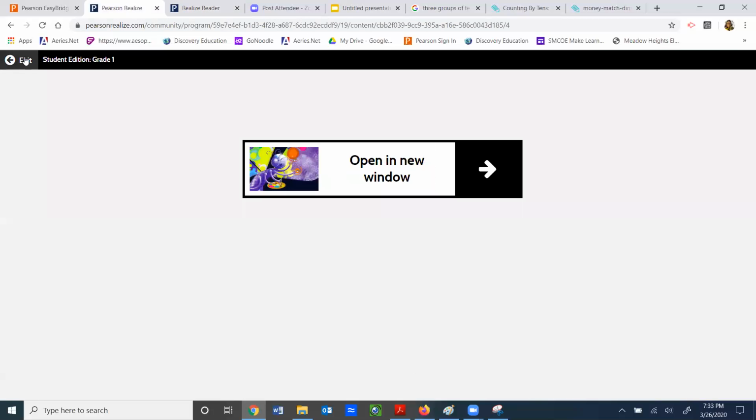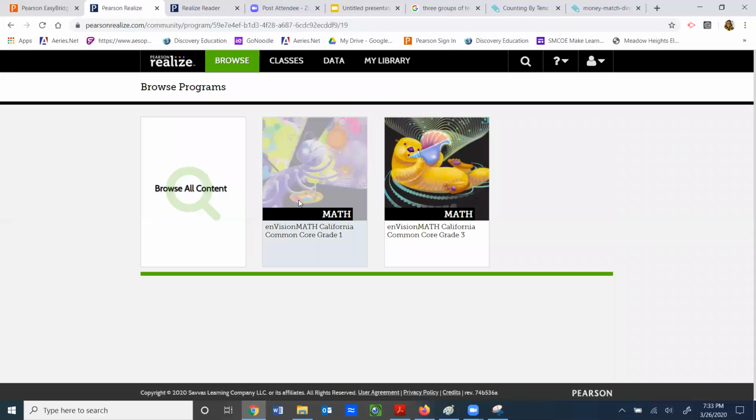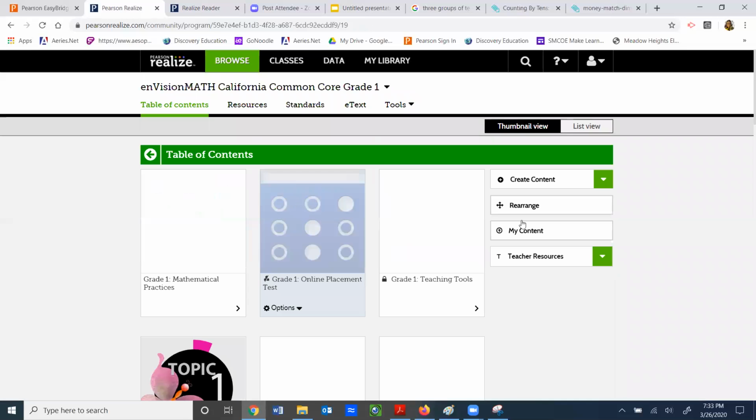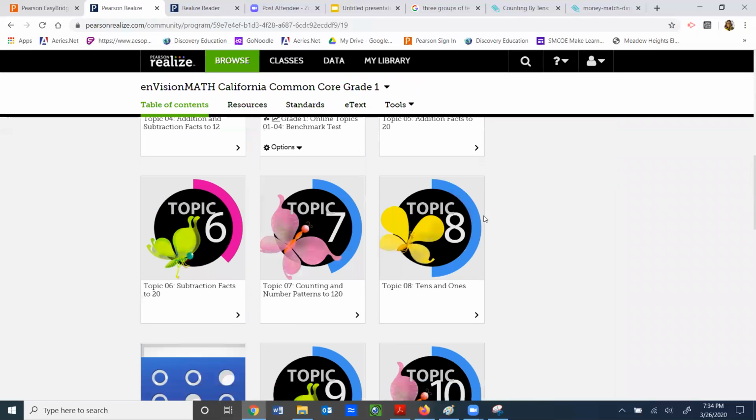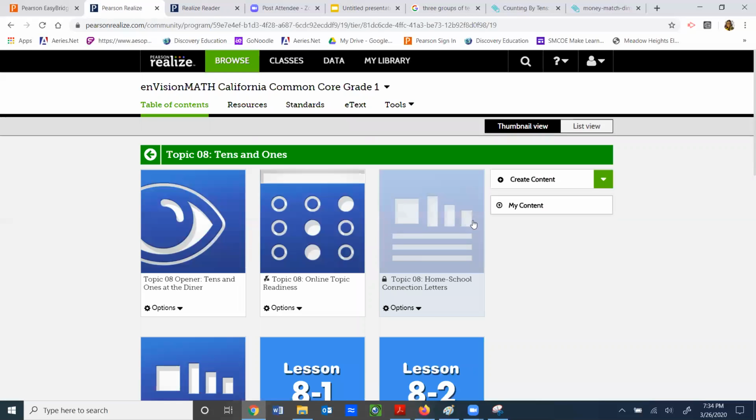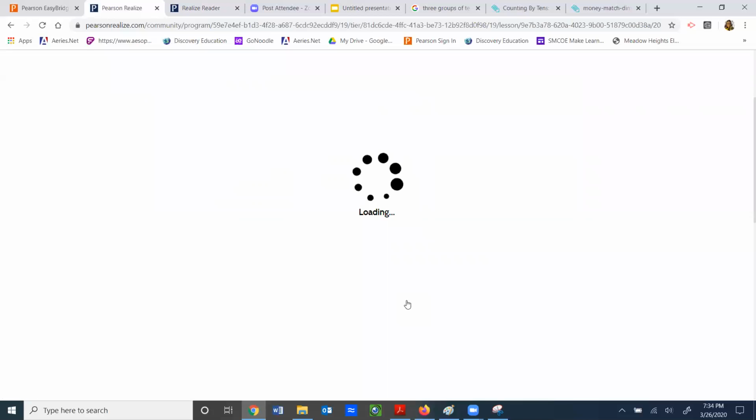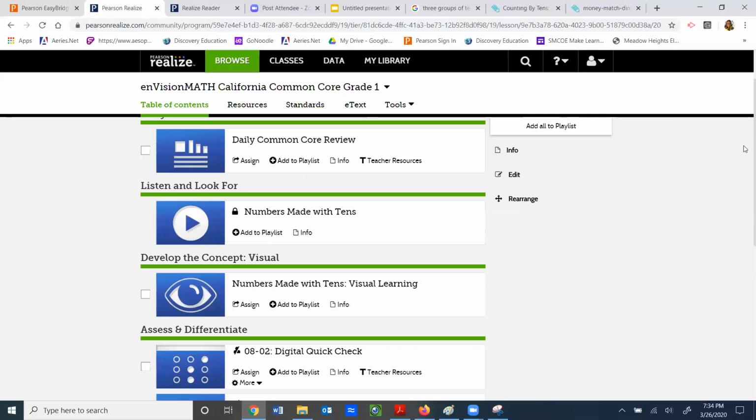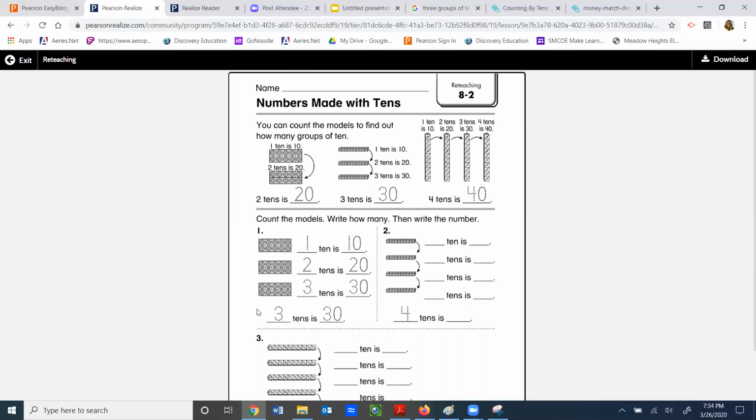All right, students. So now the last part of your math assignment for the day is the reteaching page. So let's go to that. So we are in topic 8. You're going to be getting out your math book to do this. You're going to be flipping to 8-2, and there is also a practice page in there as well. You are welcome to do that. I'm only going to explain the reteaching page.